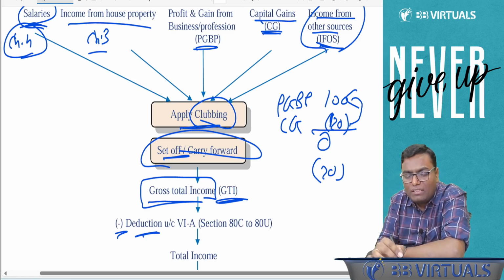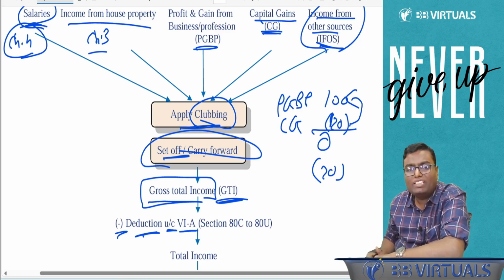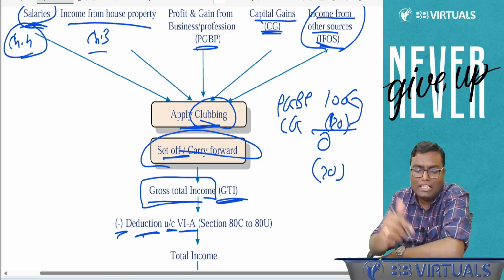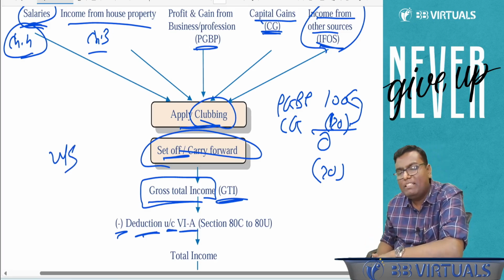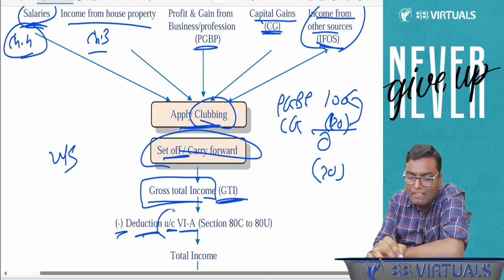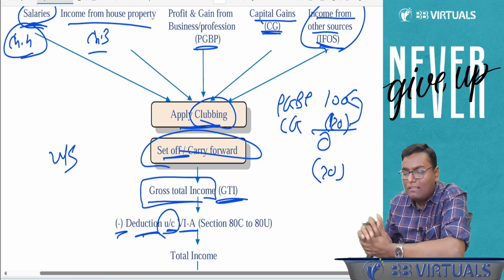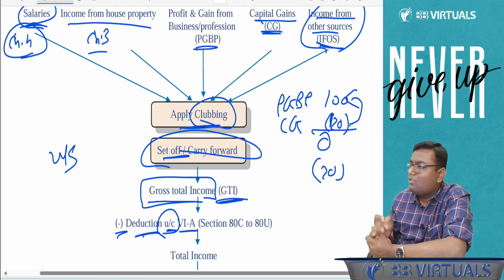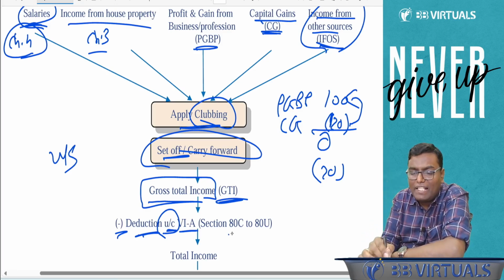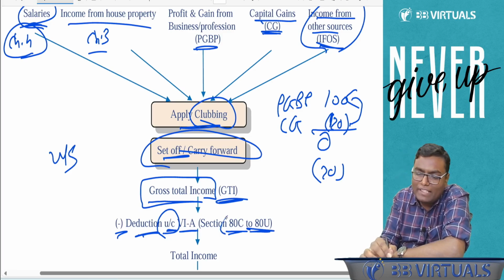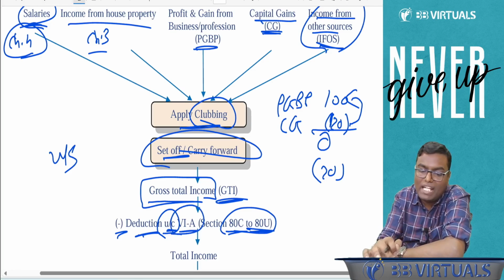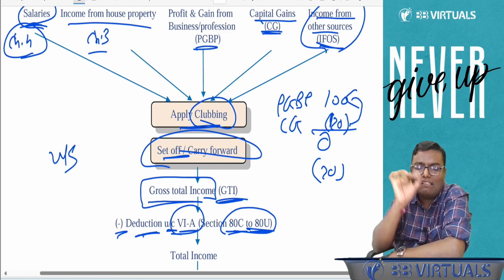Achha, tell me what I have written here, U/C VI dash A. Tell me what U/S means. Under section. Then what is U/C? Under chapter. Income tax is written in chapter format. All the similar sections are kept in one particular chapter. And the deduction sections are 80C to 80U. All the sections are written in one particular chapter. The number of the chapter is 6A. It is in Roman, VI-A? No, it is called 6A.